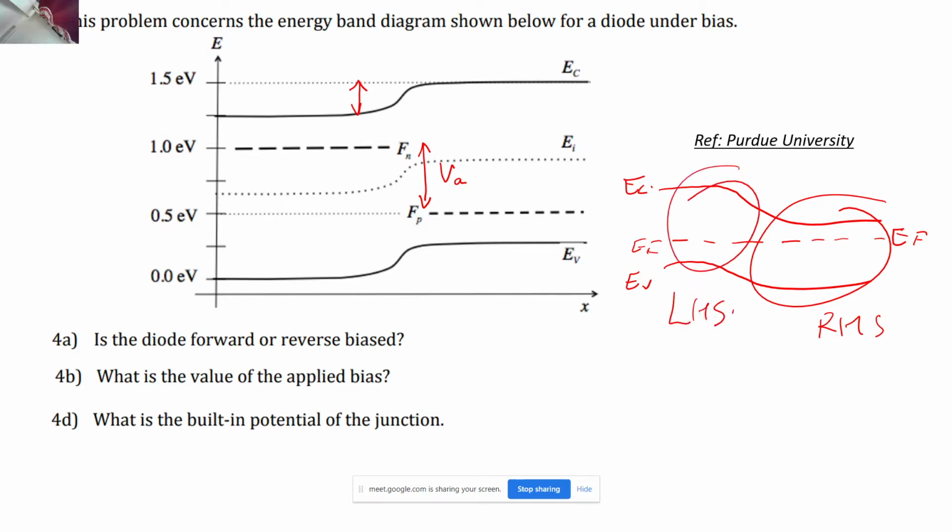So the simple hint is how are you going to push the RHS or LHS such that this width is going to decrease. First of all, if you push the right hand side with respect to the left hand side, then the EF on the LHS and the EF on the RHS will become like this, and this value that someone just pointed out is VBI minus VA, correct? So now this will start decreasing. You just have to look at how you are going to push it. So what we have done over here is applied the forward bias.